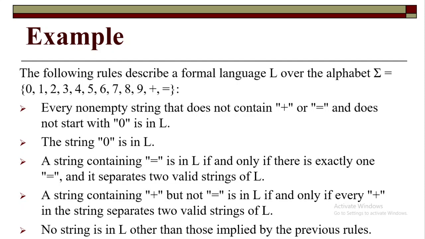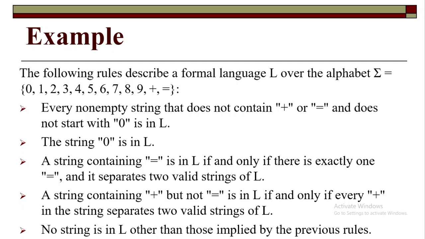For example, consider the formal language L over the alphabet, or the set of alphabets, 0, 1, 2, 3, 4, 5, 6, 7, 8, 9, that is the decimal numbers, and two symbols, that is plus and equal to. And these are the rules for creating strings in the formal language over the alphabet set sigma. Every non-empty string that does not contain plus or equal and does not start with 0 is in L.